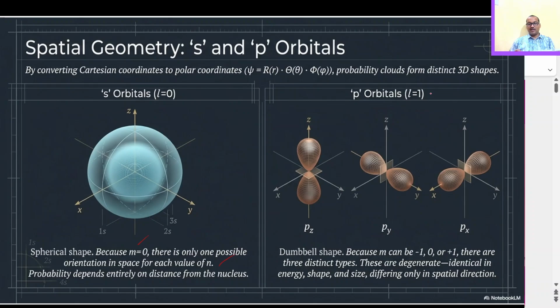When we talk about L equal to 1, the p orbital, that is a dumbbell shape. So here m values can be -1, 0, +1. So there are 3 distinct types. These are degenerate and identical in energy, shape and size, only differing in spatial orientation or direction.